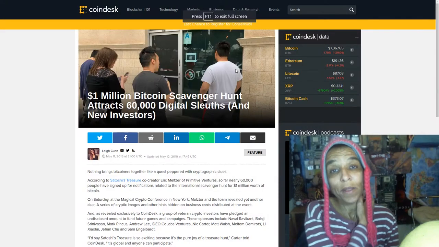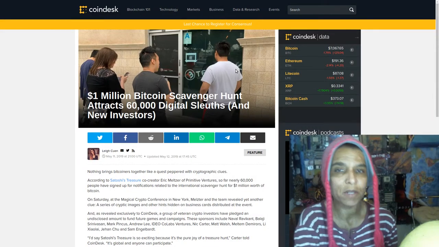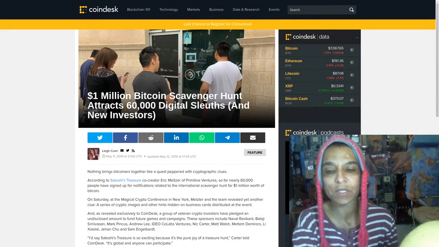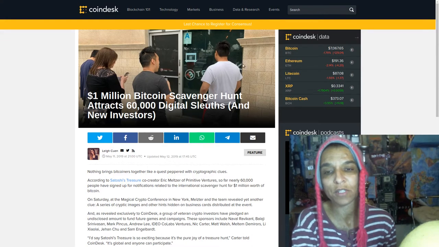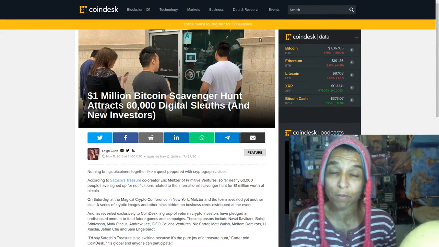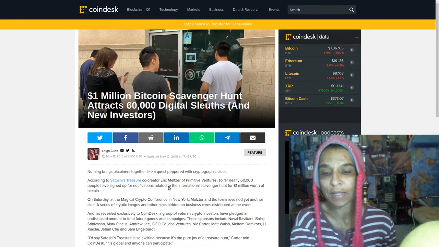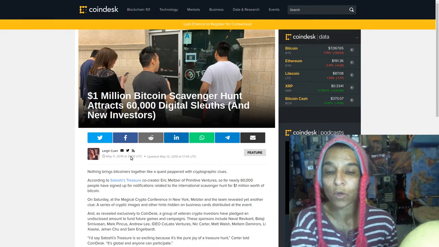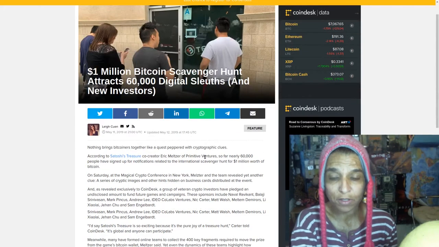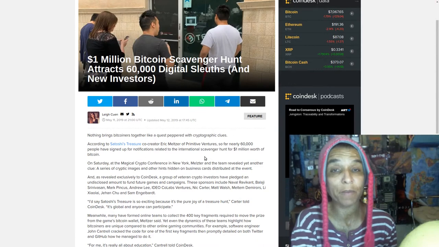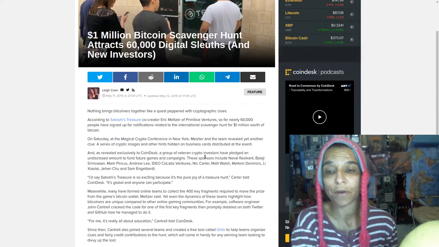And then CoinDesk did a decent article about the Satoshi treasure hunt. There were a couple of interviews of the two clans that spoke to Leia Kuin through CoinDesk about the treasure hunt, as well as a little bit of a snippet from Eric Meltzer himself. So here's the article.